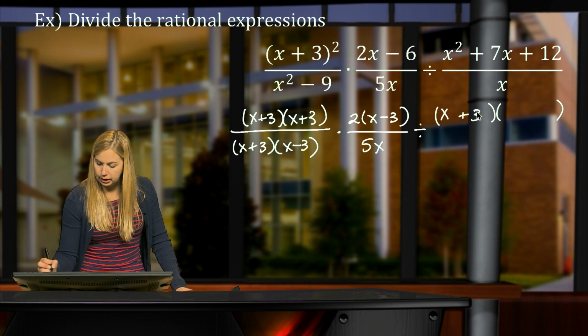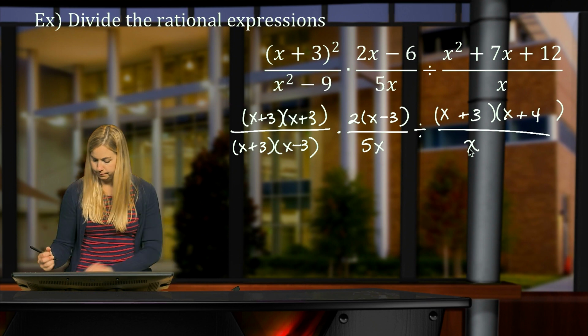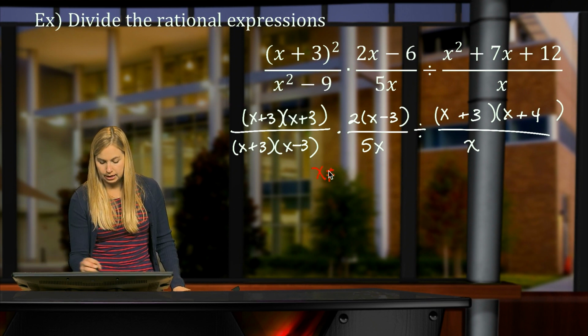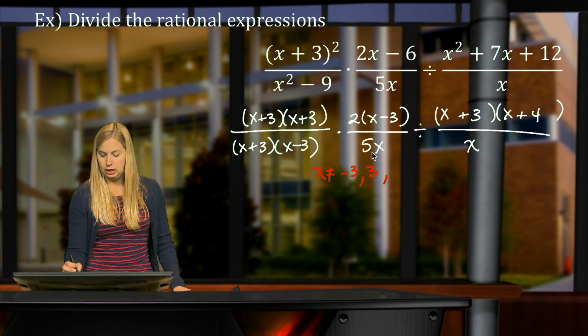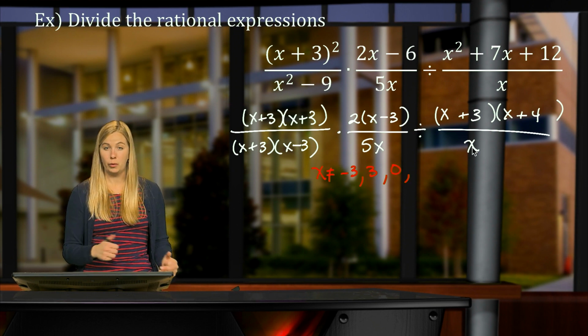x plus 3, x plus 4 over x. So stating our restrictions, x cannot equal negative 3, positive 3, from this middle one 0, and down here is 0 again.